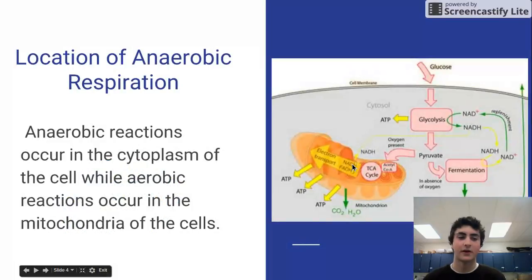All the steps of anaerobic respiration occur outside of the mitochondria, in the cytoplasm. Glycolysis, which is the first step of both aerobic and anaerobic respiration, occurs in the cytoplasm, but instead of the products of glycolysis entering the mitochondria to produce energy, they remain outside for anaerobic fermentation.